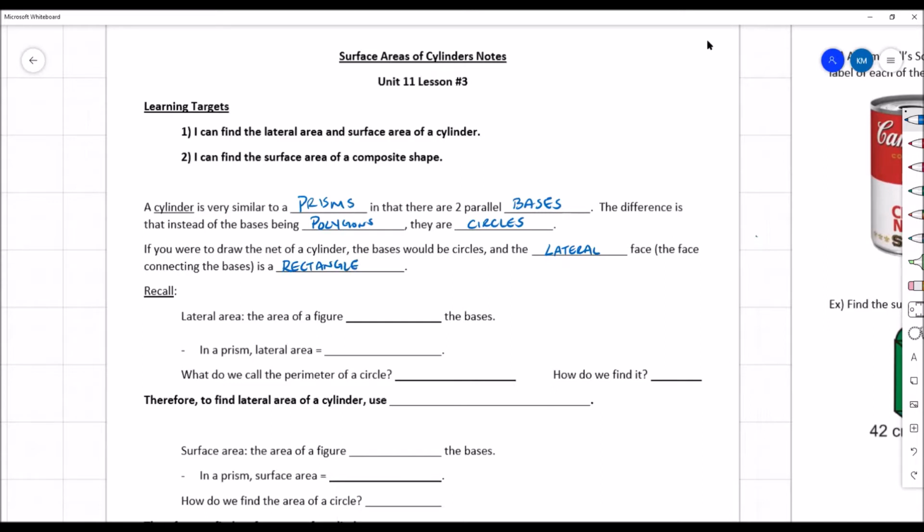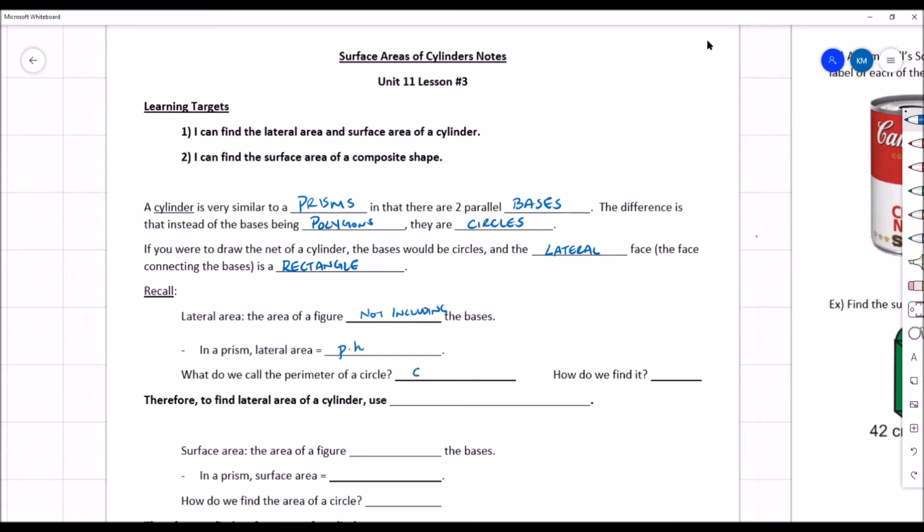Remember from last lesson that the lateral area of a figure is the area of a figure not including the bases. So everything except for the bases is going to be our lateral area. In a prism, we found the lateral area by doing the perimeter of the base times the height of the prism. Okay, what do we call the perimeter of a circle?